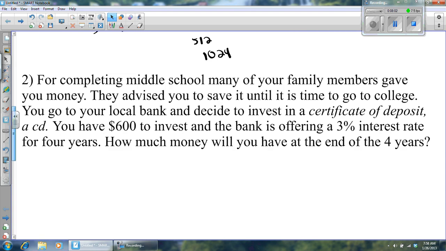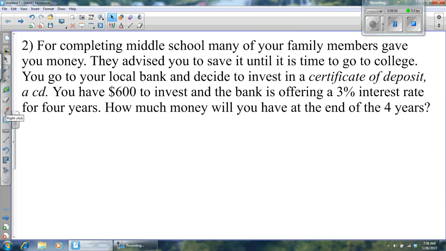Okay, for completing middle school, many of your family members gave you money. They advised you to save it until it was time to go to college. You go to your local bank and decide to invest in a certificate of deposit, a CD. If you don't know what that is, instead of just a normal savings account, you put some money at the bank, and you're not allowed to touch it for a certain period of time. The bank then gives you a better interest rate.